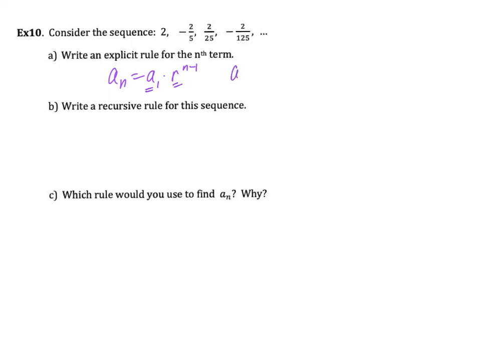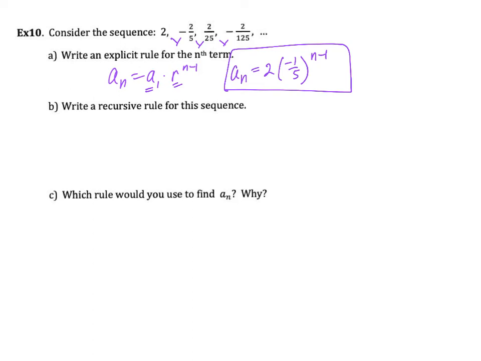For your explicit rule, you need to substitute in for a sub 1, and you need to substitute in for r. So my explicit rule is a sub 1, which is 2. My common ratio. What am I multiplying by over and over and over again? Hopefully you see that it's -1/5. And now the formula says I take that to the n minus 1 power. So this is my explicit rule. If I want to find the 7th term, I would plug in a 7 for n.